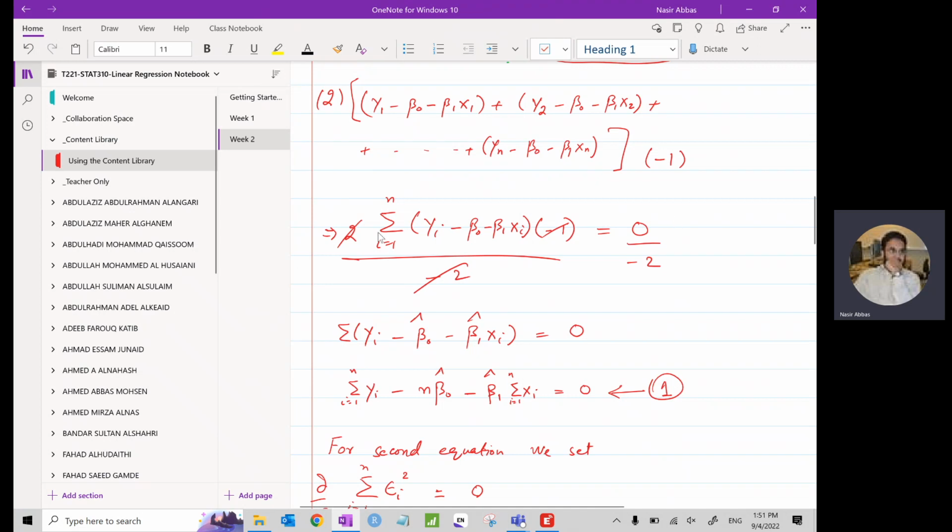Another derivative will be, the derivative will go inside the summation. Derivative for yi will be 0, because you are differentiating with respect to beta naught. You're assuming that the only variable here is beta naught. This will be 0. This will be minus derivative 1, this will be -1. And this will be 0, this will be 0. And this will be -1. So -1, -1, positive one, +1, and then summation.